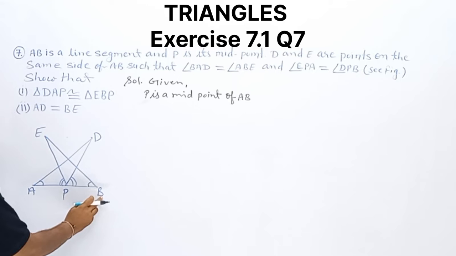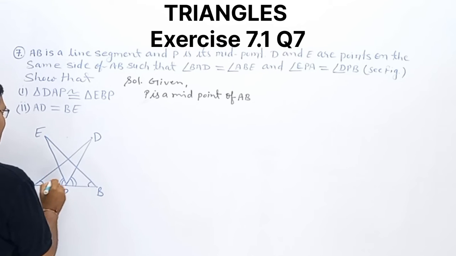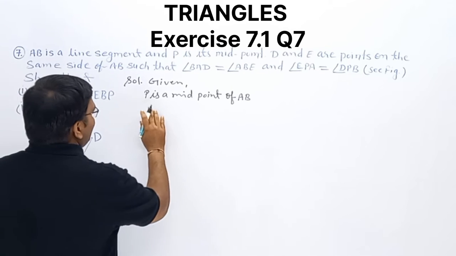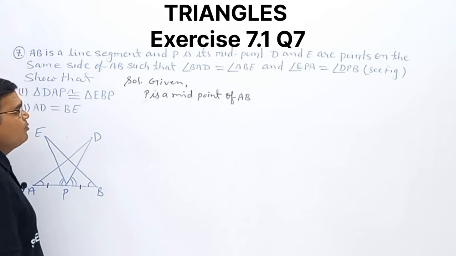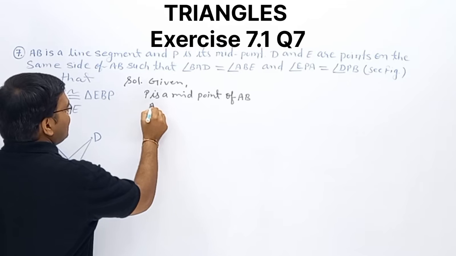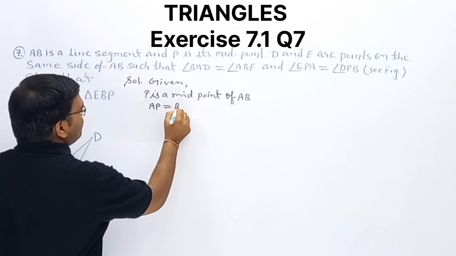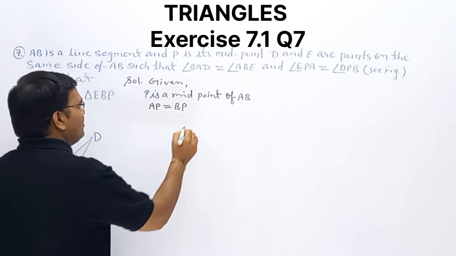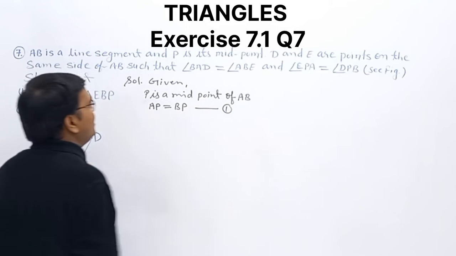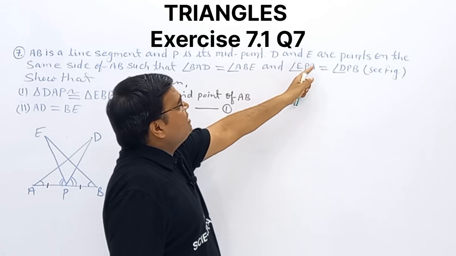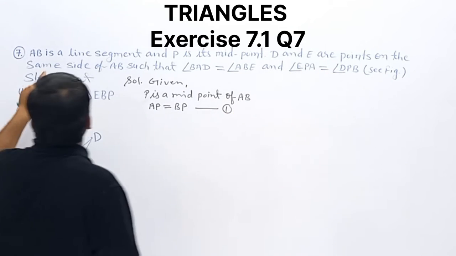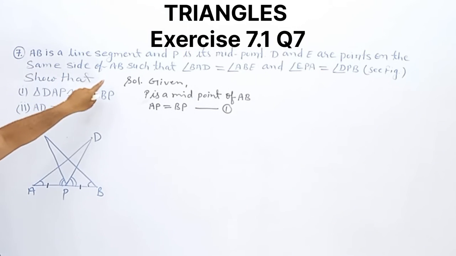AP will be equal to BP. This side will be equal to this one. It is given to us that P is a midpoint of AB, so we can say AP will be equal to BP. This will be equation number 1. Clear? Now, D and E are points on the same side of AB.